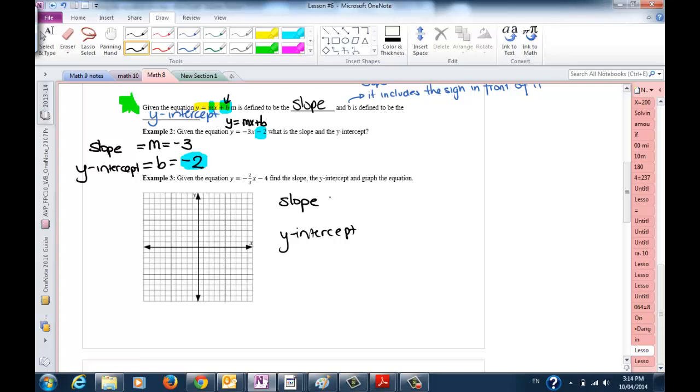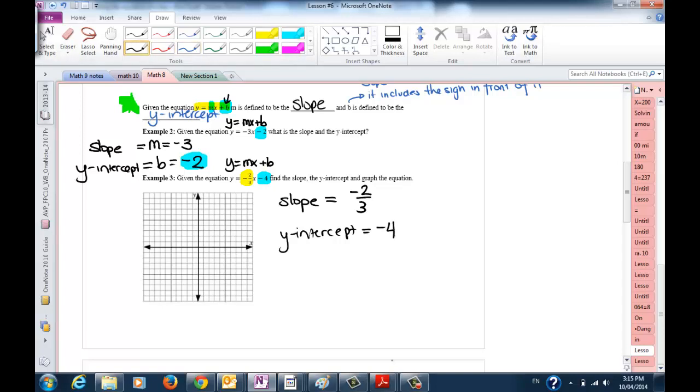So first we're going to find slope, and remember it's y equals mx plus b. Okay, the sign with m also comes. So m in this case is -2/3. And our y-intercept is b, and the sign comes with that, so I have -4.